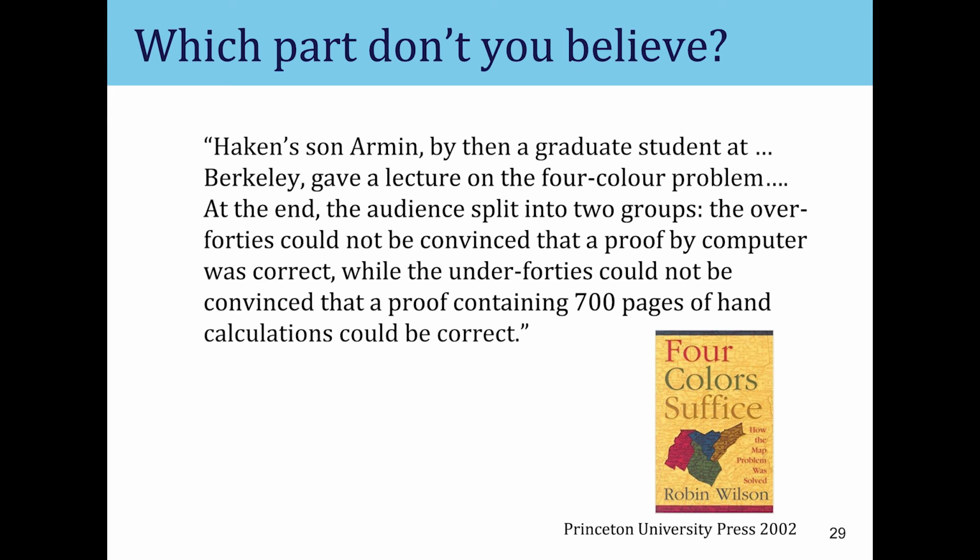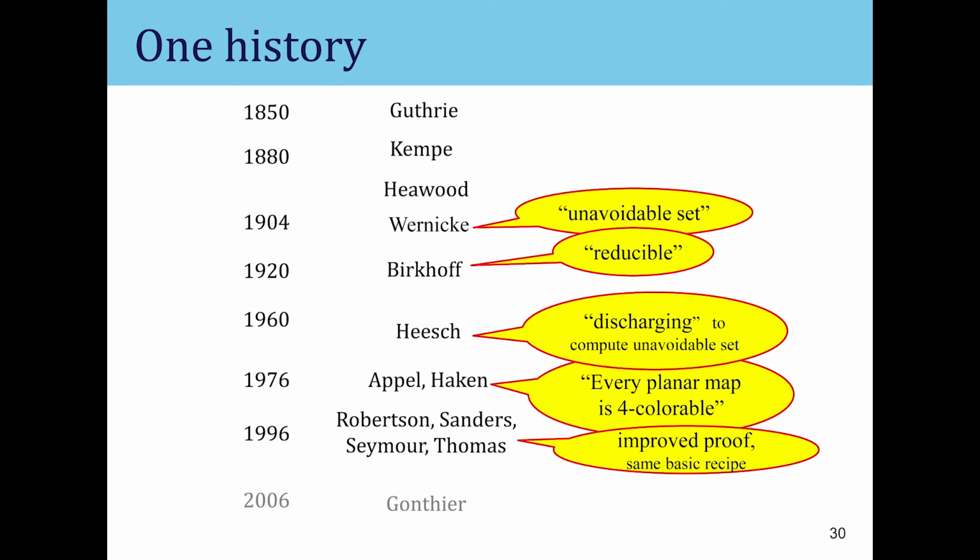And Armin Haken, who was then a graduate student at Stanford, gave a talk explaining how the result worked. And the people over 40 couldn't believe you could trust that some computer calculations could be a proof. And the people under 40 couldn't trust the part that was 700 pages of hand calculations and lists of configurations. So that's one history. It's sort of the history of the 4-color theorem.